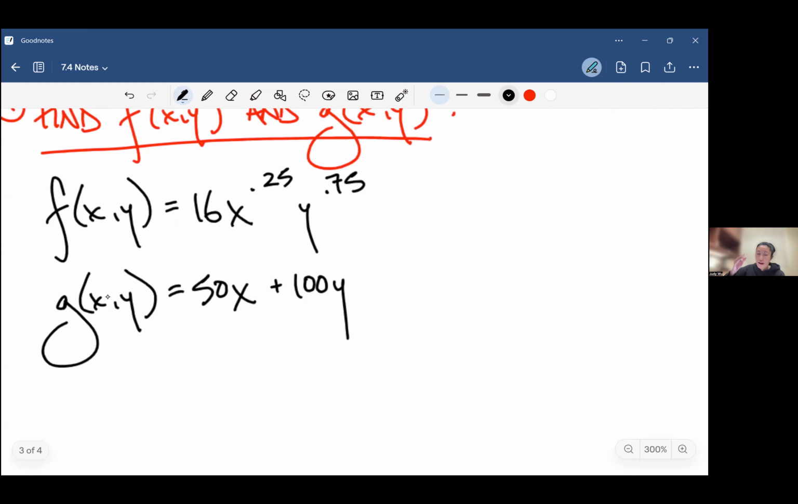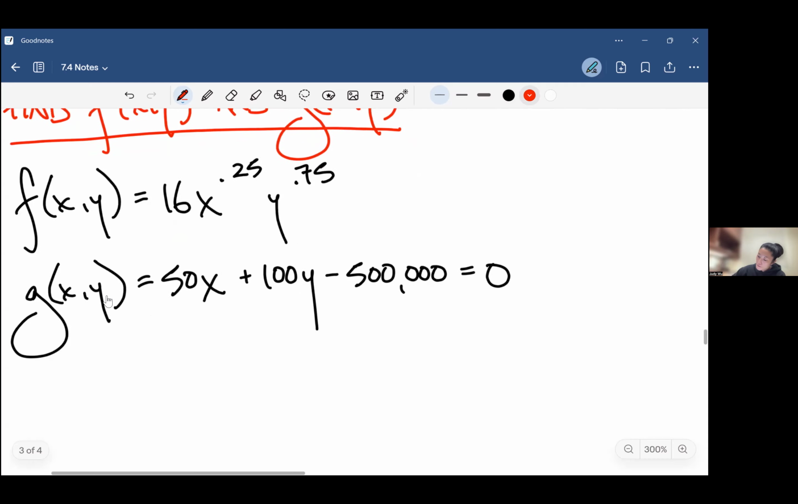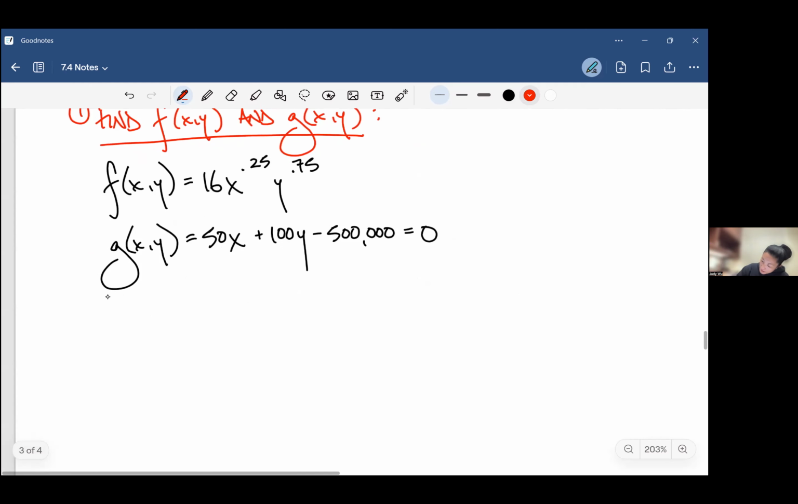So you could write 50x plus 100y equals 500,000, but remember, we want it to equal 0, so I'm going to subtract that 500,000 to the other side so that I can make it equal to 0. All right. From here, we're going to find our F of x, y, lambda.